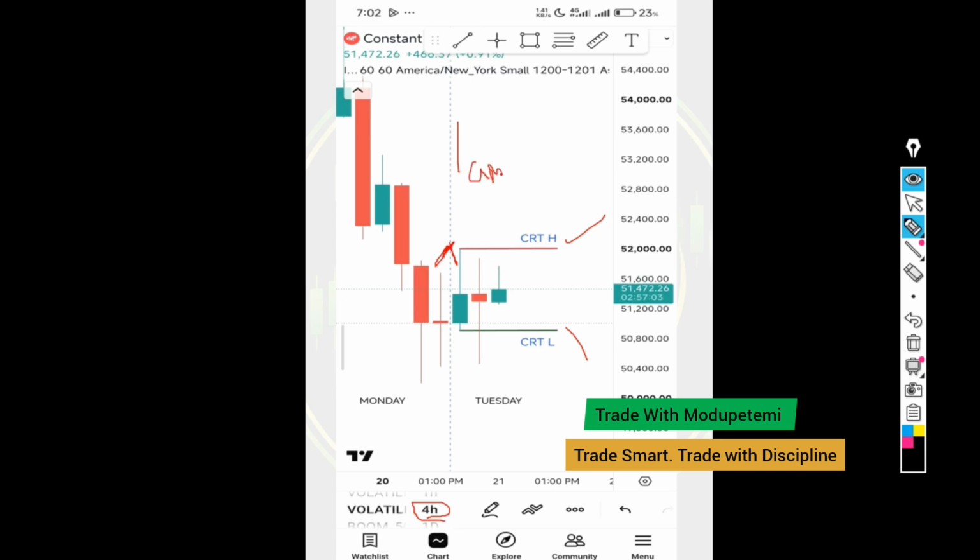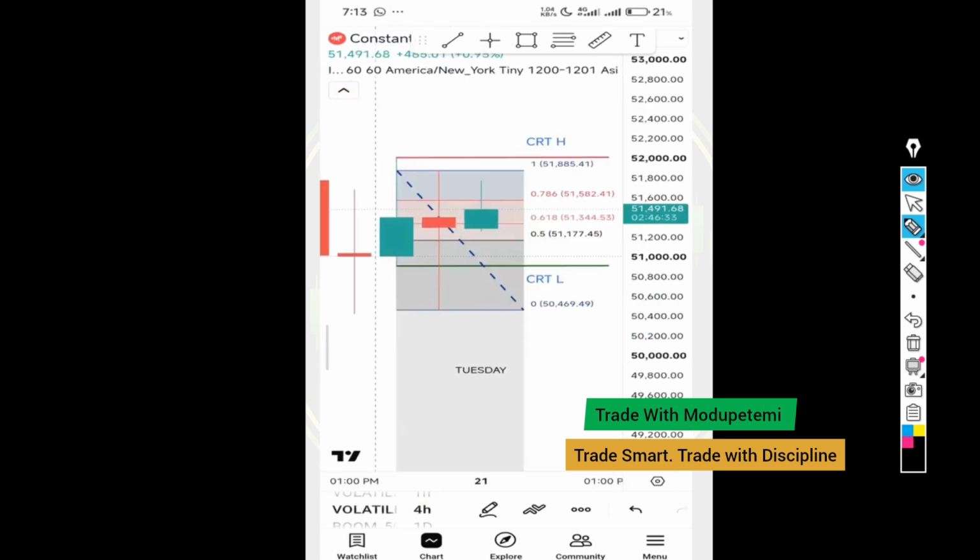We have the 1 a.m. CRT candle, the 5 a.m. CRT candle, and the 9 a.m. CRT candle. On this particular day, I was trading the 1 a.m. CRT candle. On my daily time frame, I've actually seen the logic behind it. On the 4 hours time frame, I marked this as my identified CRT, and this is what I want to be trading.